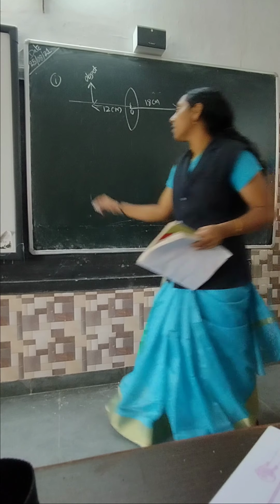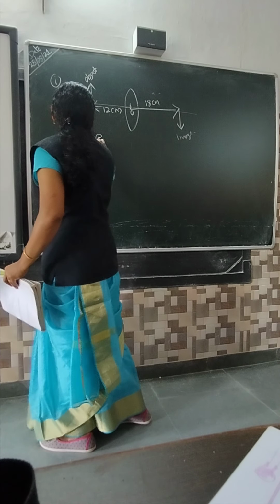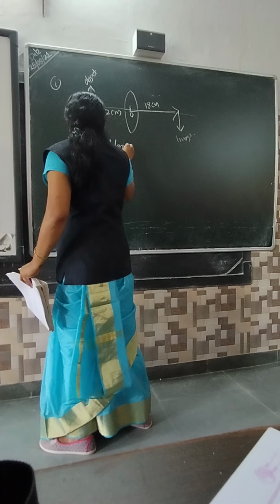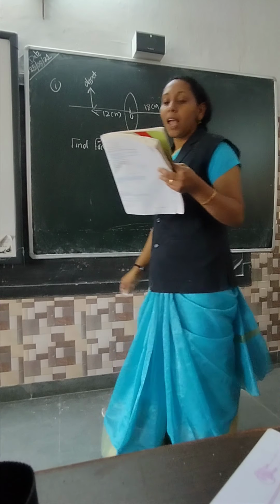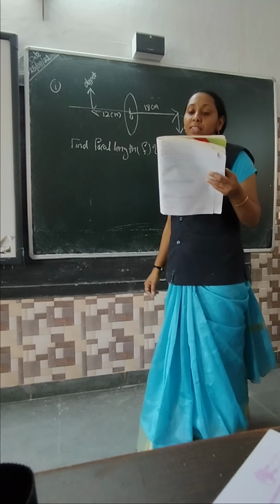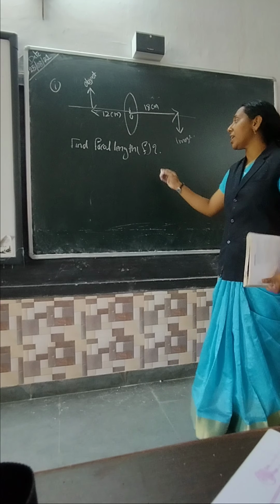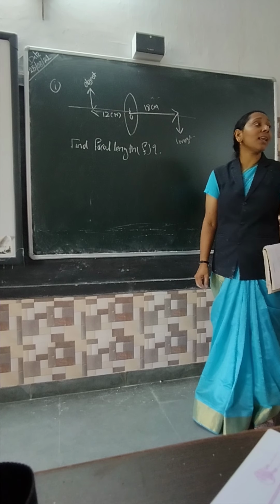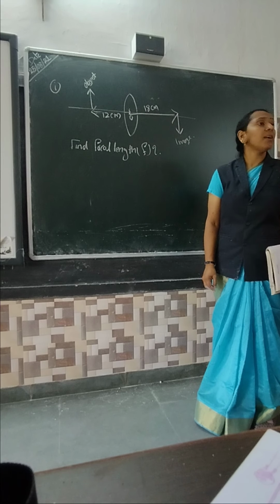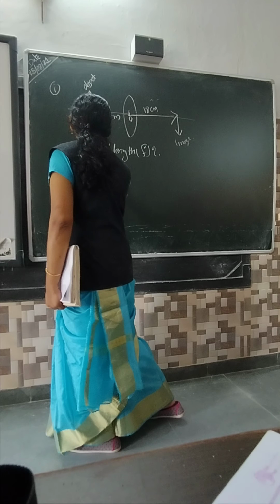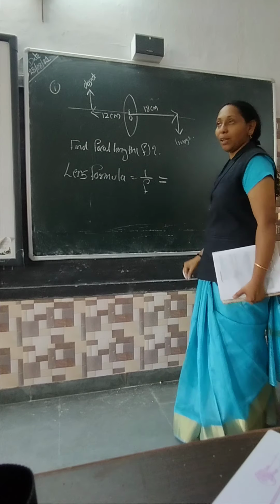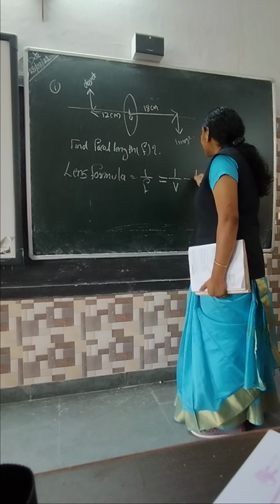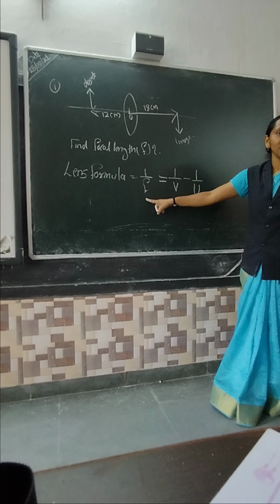What is your question? Find the focal length. What is the symbol of focal length? Small letter f. And if the image is magnified, justify your answer. So we want to find the focal length. First we should use the lens formula. What is the lens formula? 1 by f is equal to 1 by v minus 1 by u. f is your question. What is v?